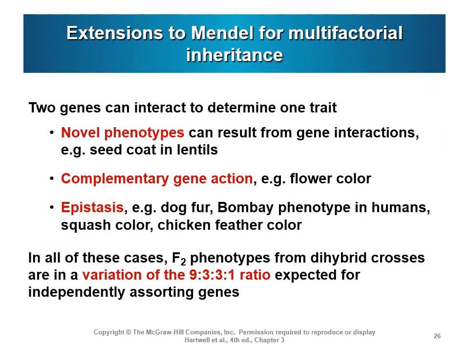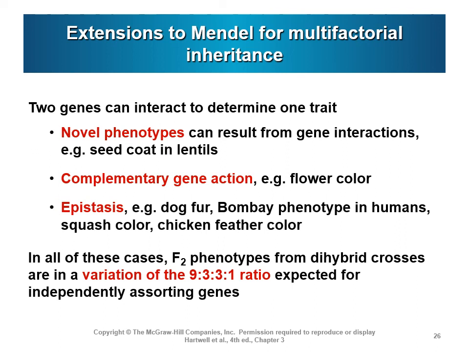Mendelian genetics can be expanded for multifactorial inheritance, which means that two genes can interact to determine one trait. Such interaction may bring about new phenotypes as a result of gene interactions. We have already seen such an example with lentils. Gene actions can also be complementary, with the example that we saw with the flower color.